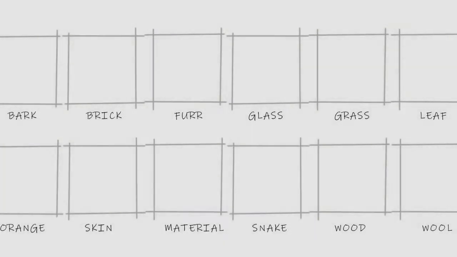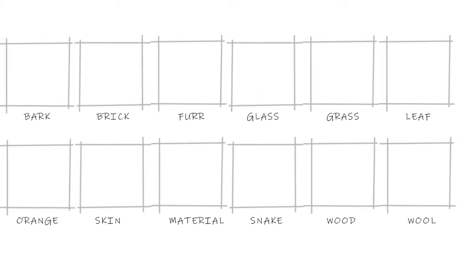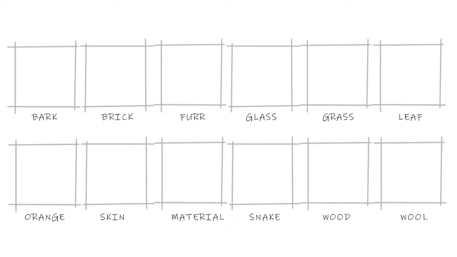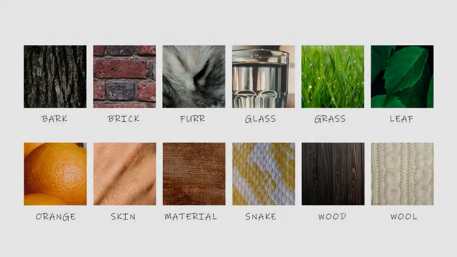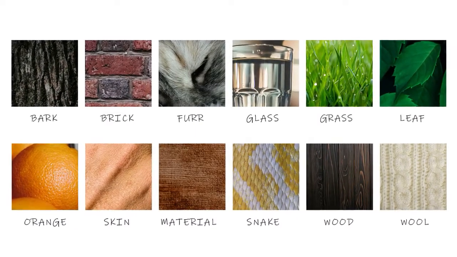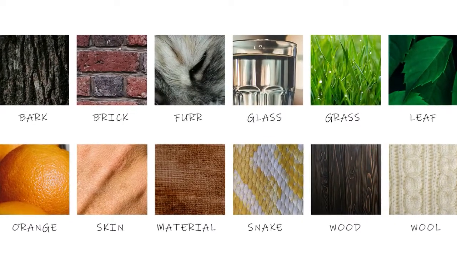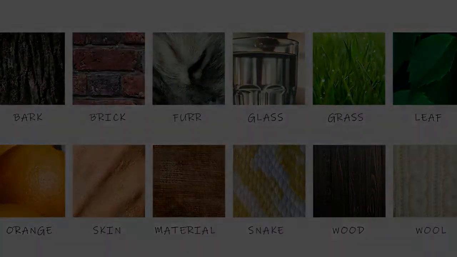For our next exercise, I would like you guys to make small squares in your sketchbook, 3 centimeters by 3 centimeters. Pro tip, don't make the squares too big because this exercise can get really overwhelming. And we're going to try and copy all these textures depicted here: fur, bark of a tree, orange peel, skin, leaves, hair, fabric, brick, grass, and snake skin.